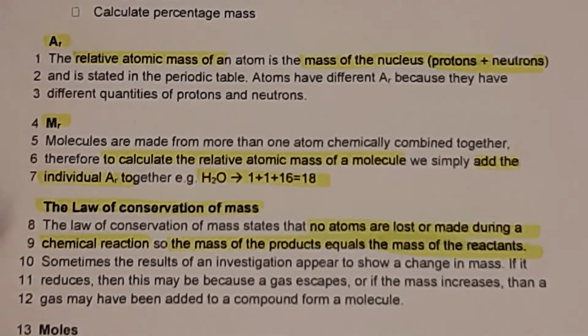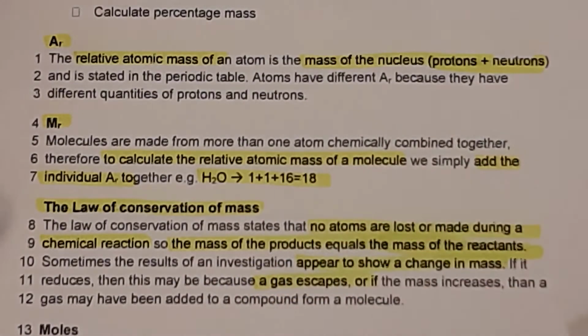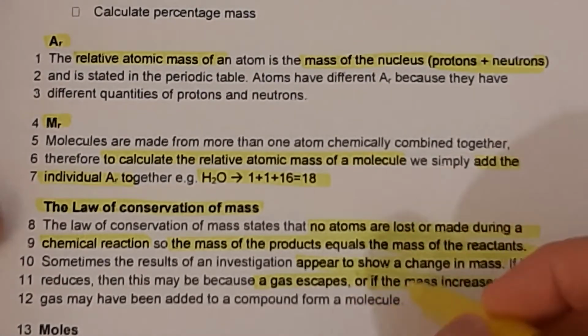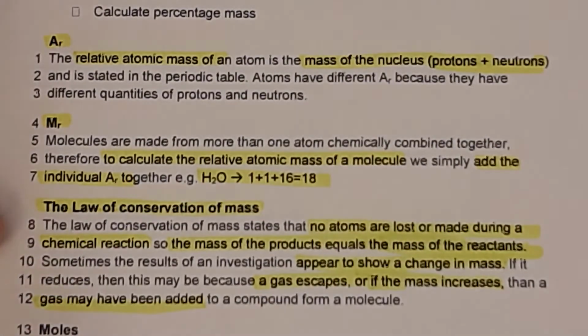Okay, so sometimes when we do an investigation, it looks like the mass changes, but that's usually a reduction in mass, and that's because gas escapes. So sometimes it might appear to show a change in mass, but actually it's just a gas escaping, okay? Or sometimes a gas increases, a gas is being added, and these gases are coming from the atmosphere, the surroundings, so they haven't been counted on the scales originally, or they're being lost to the surroundings, and so at the end they aren't around anymore to be counted on the scale.